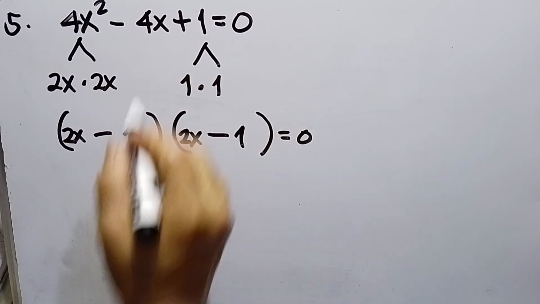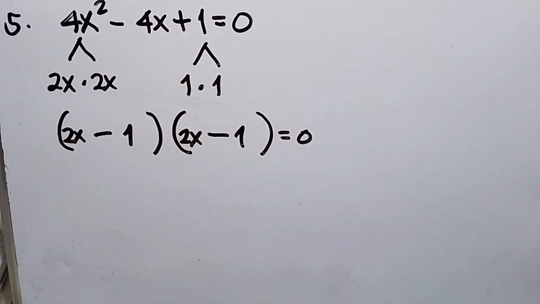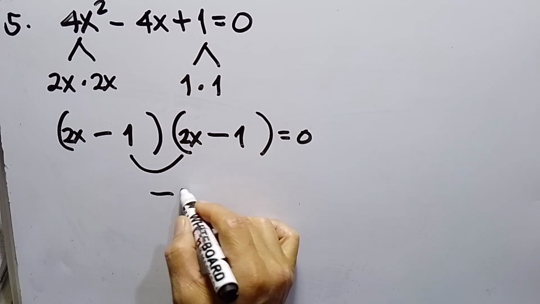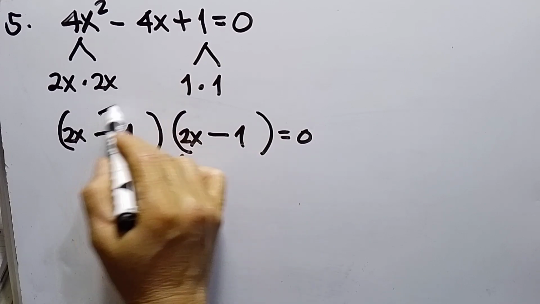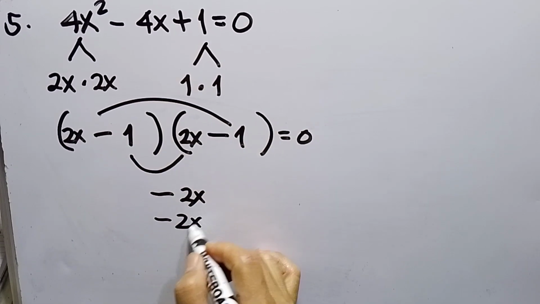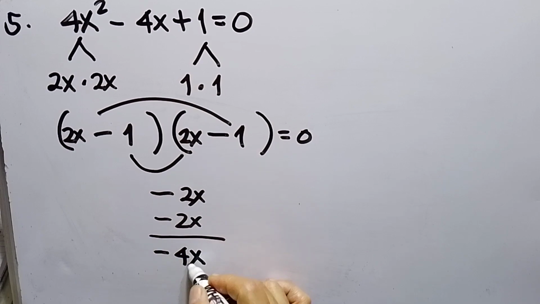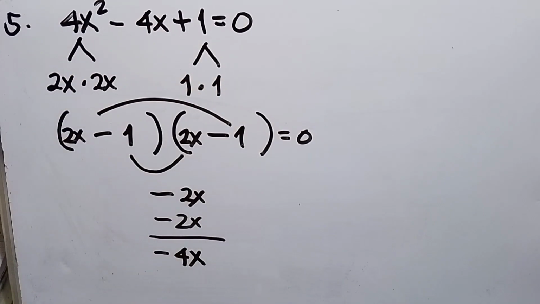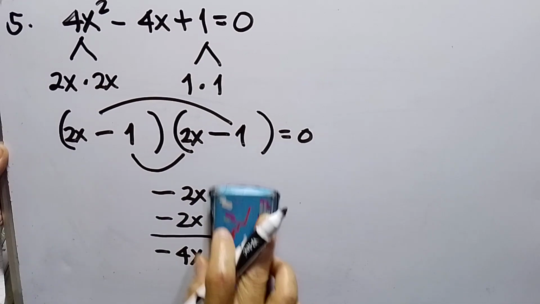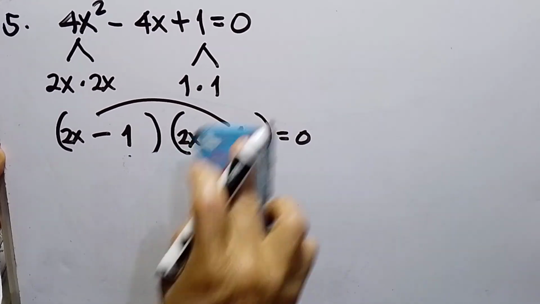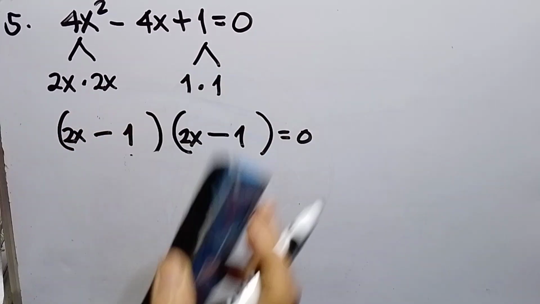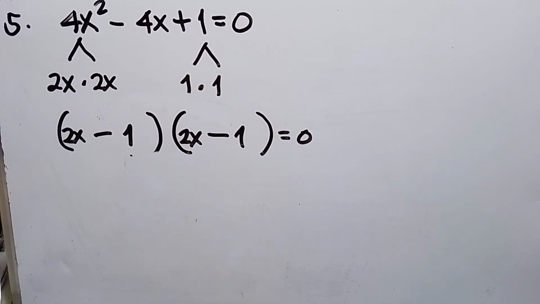Let us check if we come up with negative 4x. So this will be negative 2x. Then this one will be negative 2x. So same sign. Copy the common sign, so add the integers. 2 plus 2 is 4x. So we come up with negative 4x. So my factors are correct. 2x minus 1 and 2x minus 1 equal to 0.